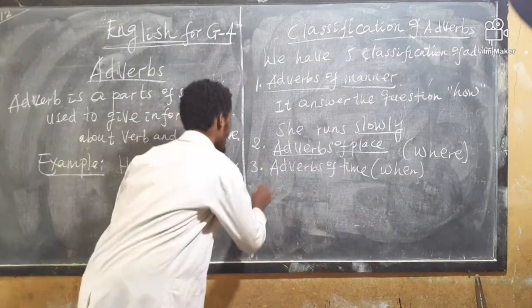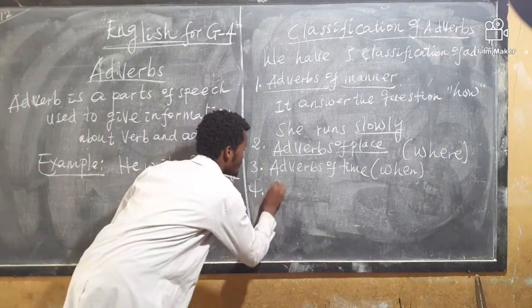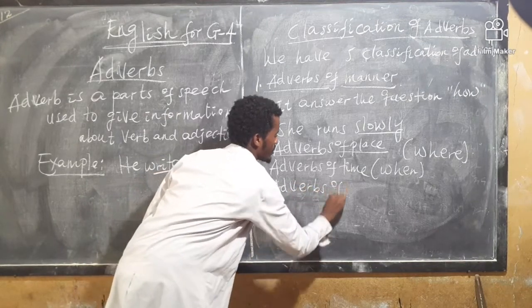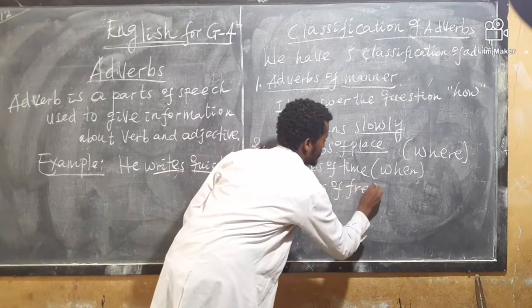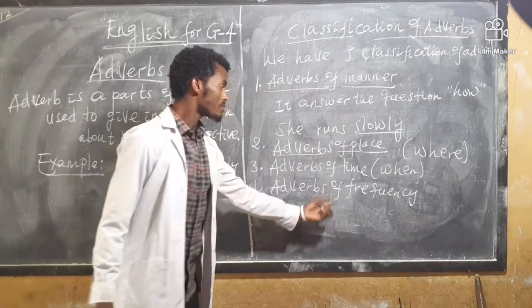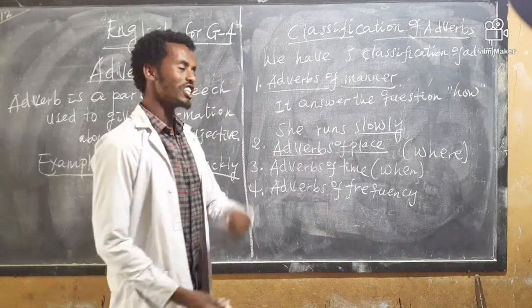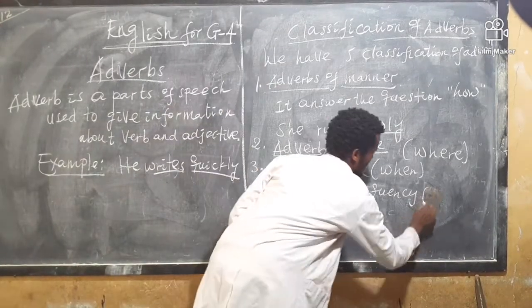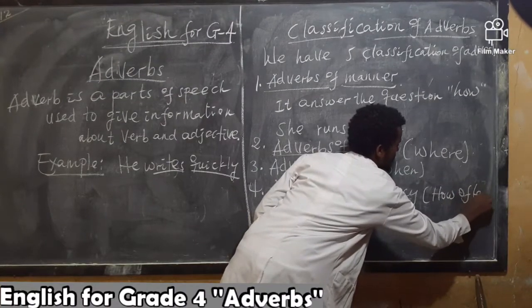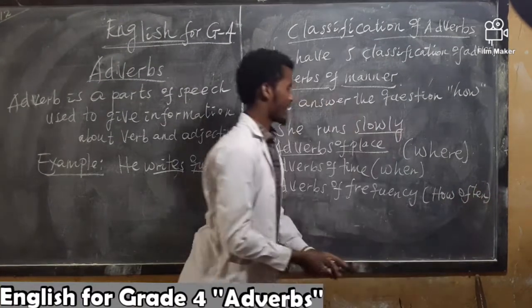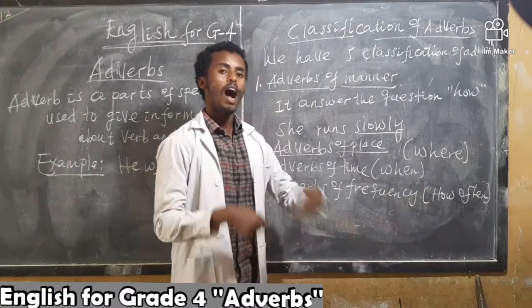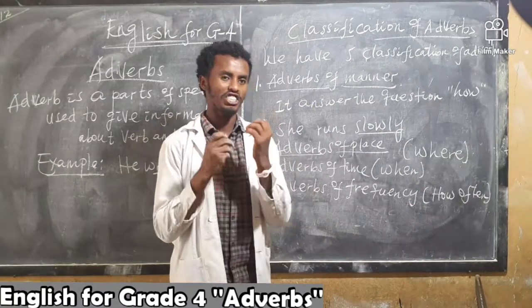The fourth one, adverbs of frequency. What is meant by adverbs of frequency? Adverbs of frequency answer the question, how often? You see, it answers the question how often, or how frequently some action is done.